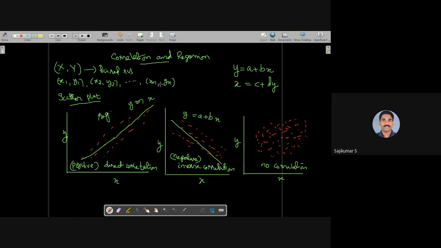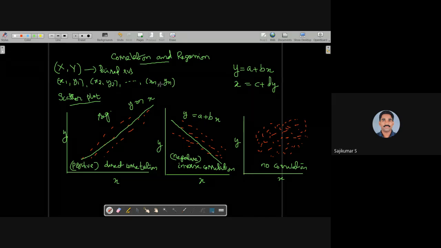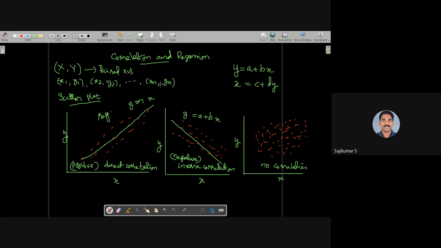to c plus dy. So using the variables x and y, you can have two types of straight lines. What are they? The first one is y is equal to a plus bx, and the second one is x is equal to c plus dy. We can connect these two random variables using a linear equation or a linear relationship. Okay, so in the format y is equal to a plus bx, where b is the slope and a is the y-intercept, we call x the independent variable and y the dependent variable.